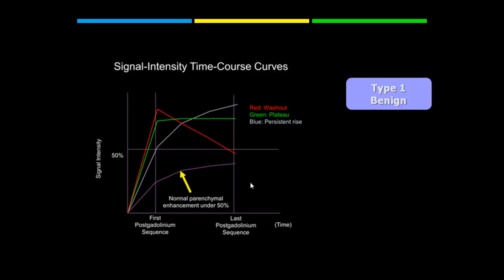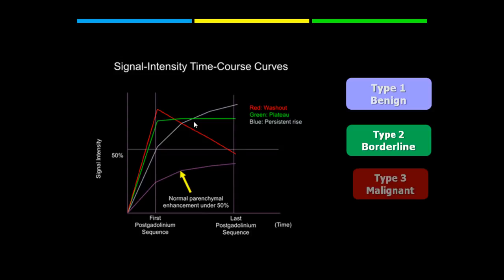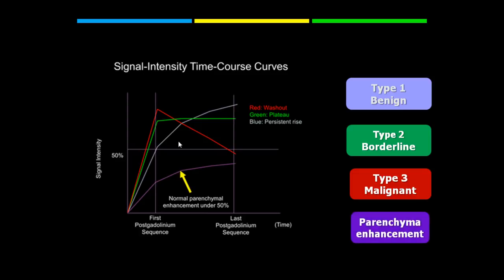A type 1 curve is a typically benign curve. It is this light violet curve. It is a continuously rising curve. A type 2 curve is a borderline curve, or what we know as the plateau curve. It is this green curve, and it is 50% benign, 50% malignant. A type 3 curve is a washout curve. It is this red curve, and it is typical for malignancy. And we have a low peak curve, which is due to parenchymal enhancement.